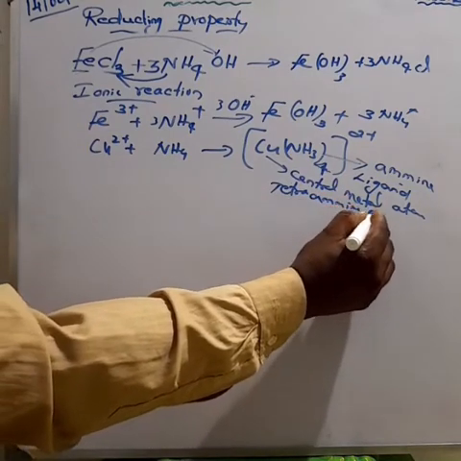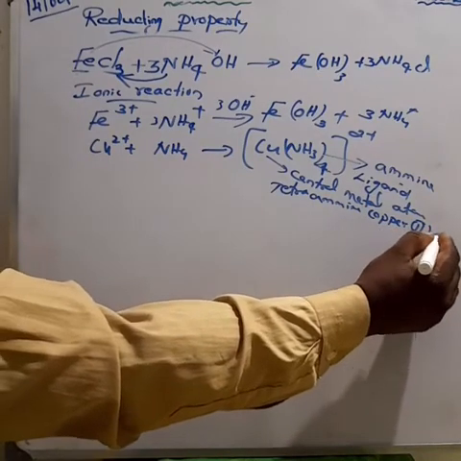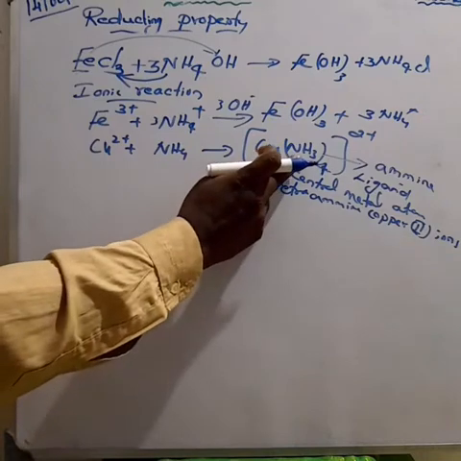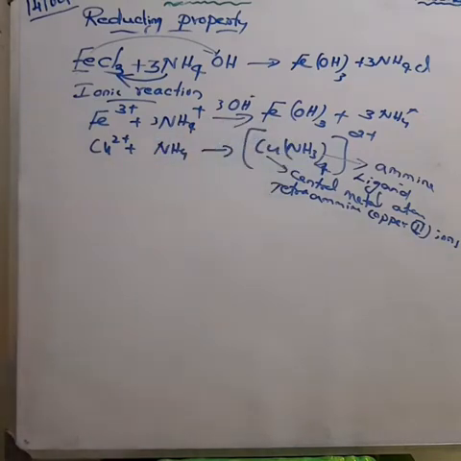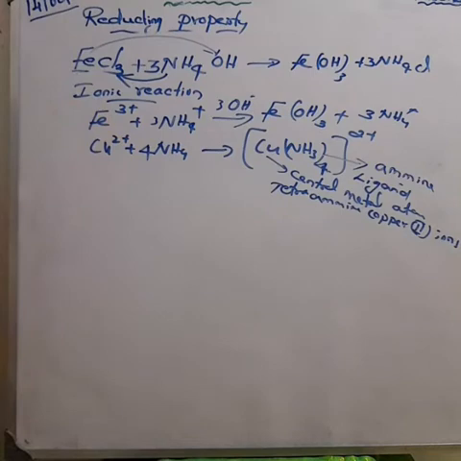Tetraamminecopper, copper oxidation state is 2, copper 2 ion. What's the name of the complex here? How much ammonia is there? 4 ammonia, tetraammine, copper 2 ions. So I have to make it 4 ammonia here. Cu2+ ions. Okay. One of the coordination compounds.